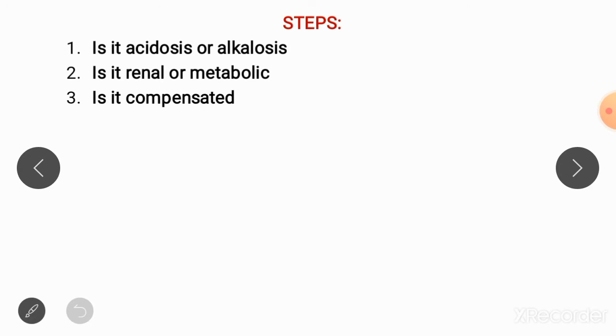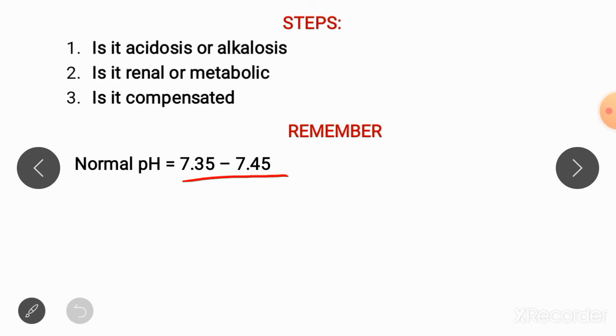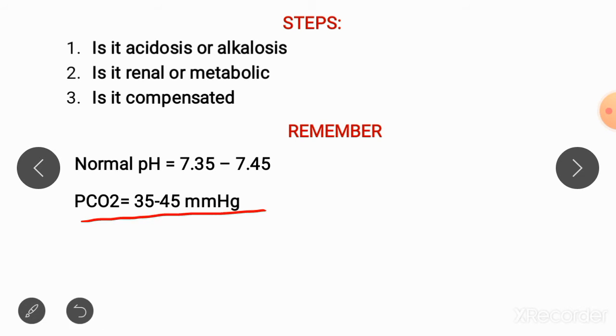So before we start discussing step by step how to diagnose such scenarios, I need you to remember some important points. First, you must know what is the normal value of pH. So the normal value of pH is around 7.35 to 7.45. Any value less than 7.35 is known as acidosis, and any value greater than 7.45 is known as alkalosis. Next, you need to know that the partial pressure of carbon dioxide in your blood is around 35 to 45 millimeter mercury. So this is the normal range.